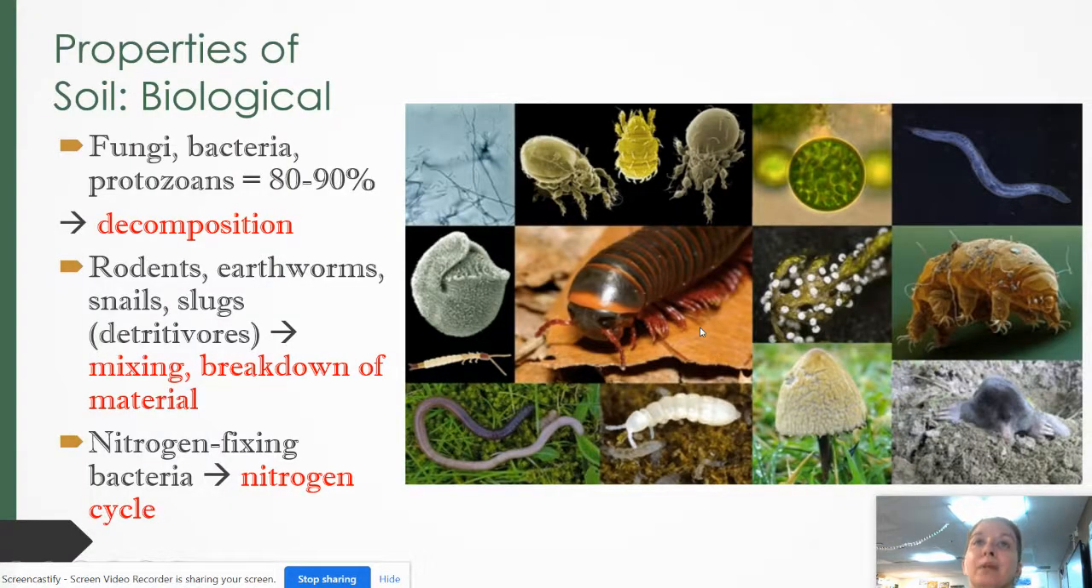All right, on to properties of soil, biological, which I kind of touched on before too. The fungi, bacteria, and protozoans make up about 80 to 90% of your little critters, and these are going to help with the decomposition of all the little detritus that's out there. Your rodents, earthworms, snails, slugs, your detritivores are going to help mix and break down the material. So they start the breakdown, and then the fungi, bacteria, and protozoans finish them up. And then you have nitrogen-fixing bacteria, which is going to fix that nitrogen in the nitrogen cycle so it can go into the plants and then into us, and all of those fun and exciting things.